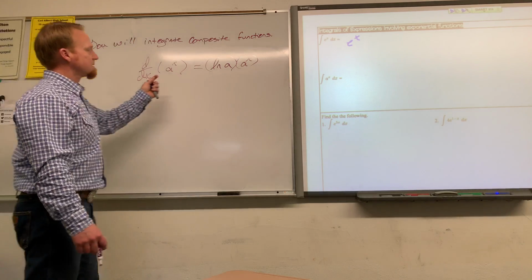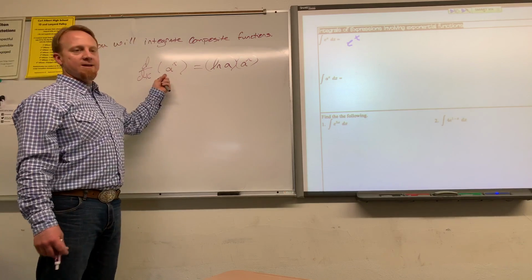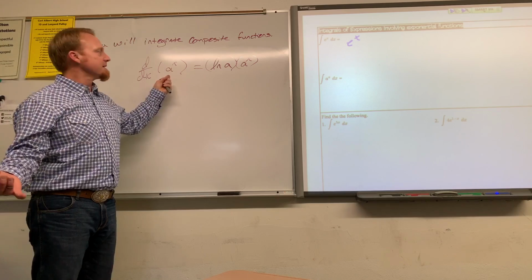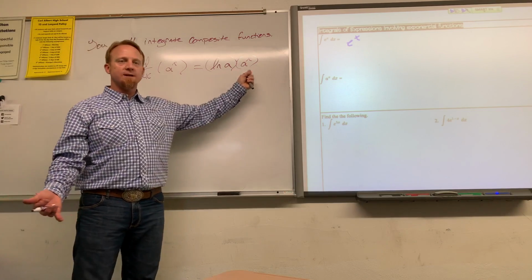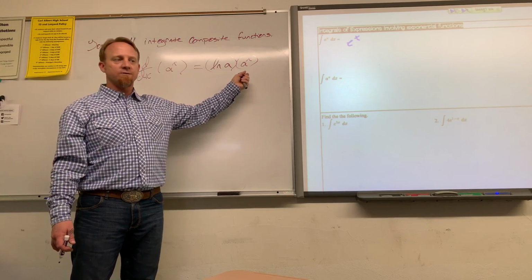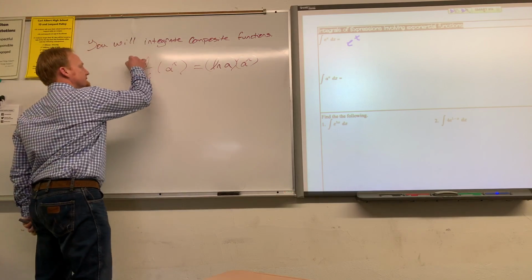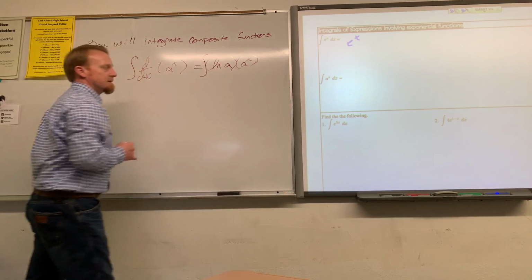Okay? So the derivative of a to the x, which is something like 2 to the x or 3 to the x, is the natural log of the base and then times itself. That's how you take the derivative. All right? So that means I need to integrate it.